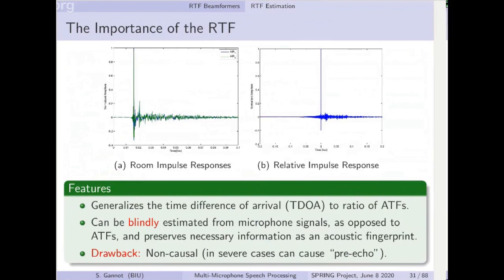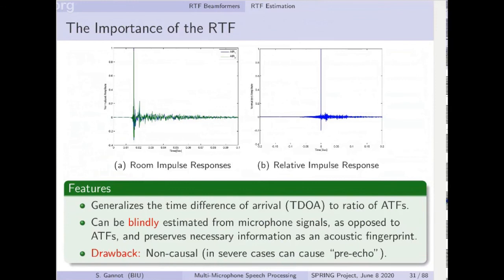What is nice in this relative transfer function is the fact that we can estimate it blindly from the microphones. Rather than estimating the entire impulse response, which involves a non-blind estimation procedure, where we need to know what the source is in order to estimate the transfer function, which is of course impossible. With the relative transfer function, we do not need this. This is, I think, the major benefit of the relative transfer function, and this is what makes it applicable to real beamforming in real environments. It also generalizes the time difference of arrival beamformers.